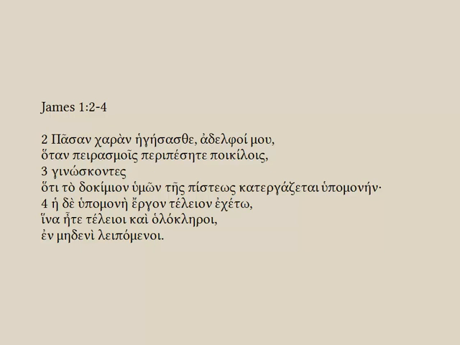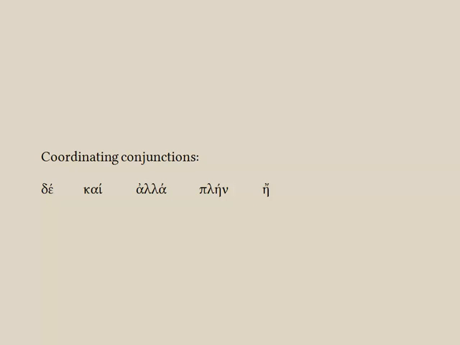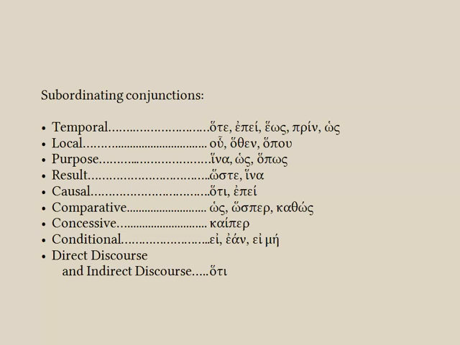Watch for finite verbs, that's a major signal of a clause since they're the core of clauses. Also look for participles, especially adverbial participles, since they'll have their own line. A participle that's serving as a subject, direct object, or indirect object will be put on the main line of the clause. Conjunctions are another important signal. The main coordinating conjunctions are the ones you see on the screen there. And here are the major subordinating conjunctions and the type of clause they introduce.